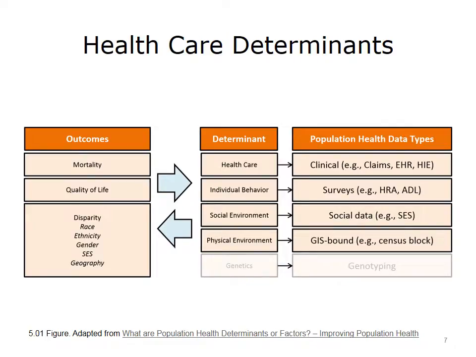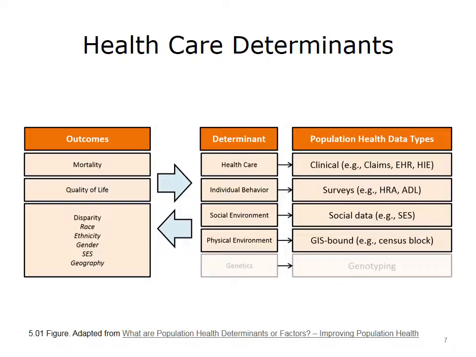Before starting to go through the common data types used in population health analytics, it should be noted that all data types fall somewhere within the stack of health determinants. As depicted in this diagram, various health determinants or health factors map with specific data types of population health data systems. For example, the healthcare stack of health determinants matches with most of the clinical data used for population health, such as claims, EHRs, and HIEs.